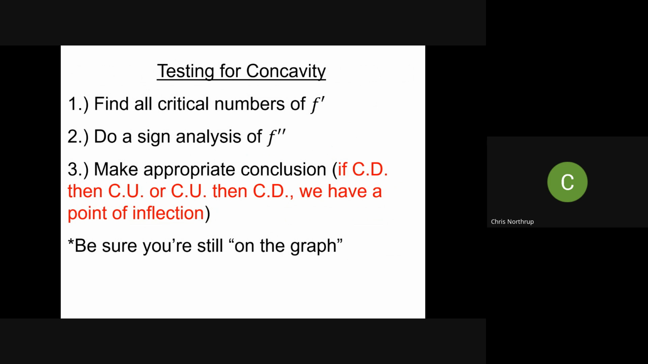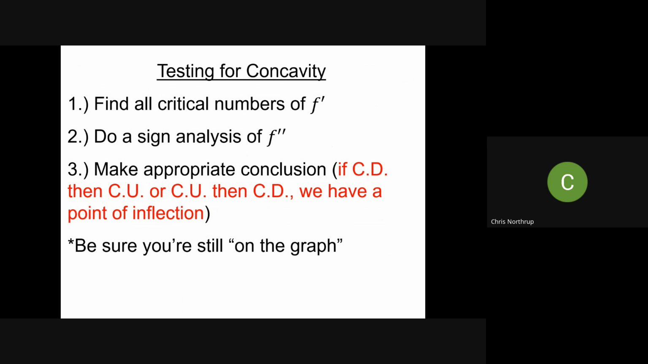You just have to take another derivative and then do the sign analysis with that. Also, you'll still want to make sure that you're on your graph. You want to make sure that you don't have a hole or some point of discontinuity at that critical number for f prime. Okay, so basically same thing, just added up a level of derivatives.